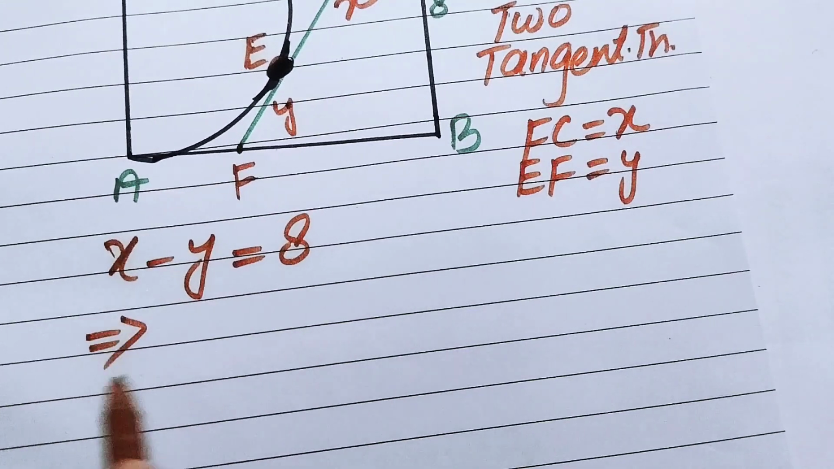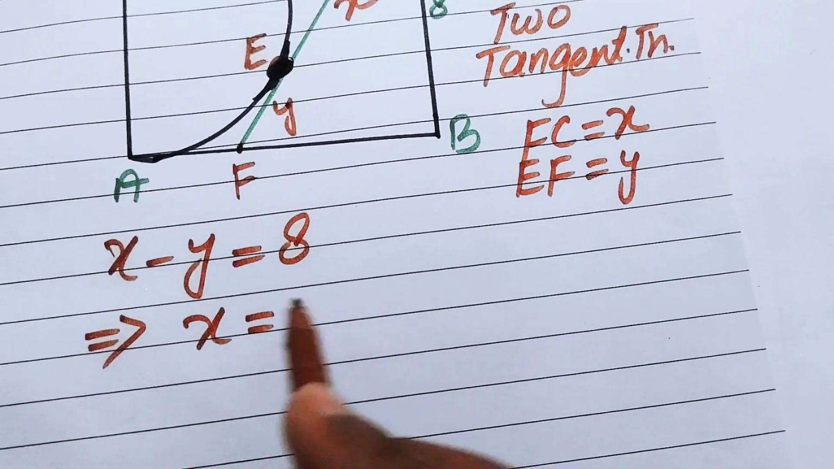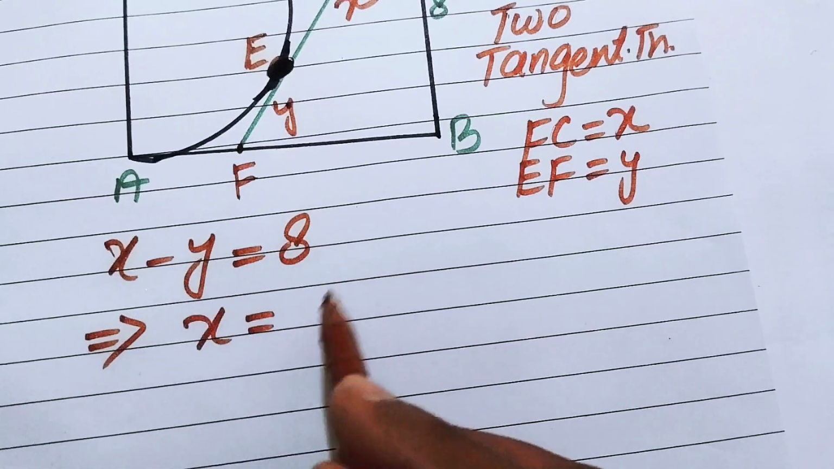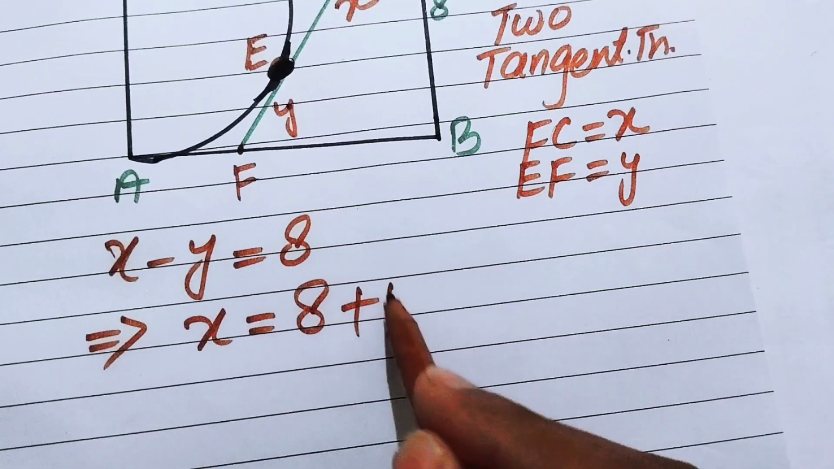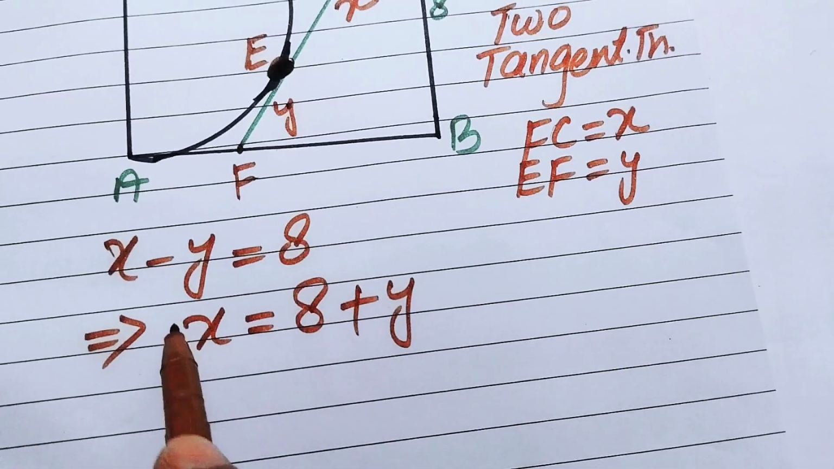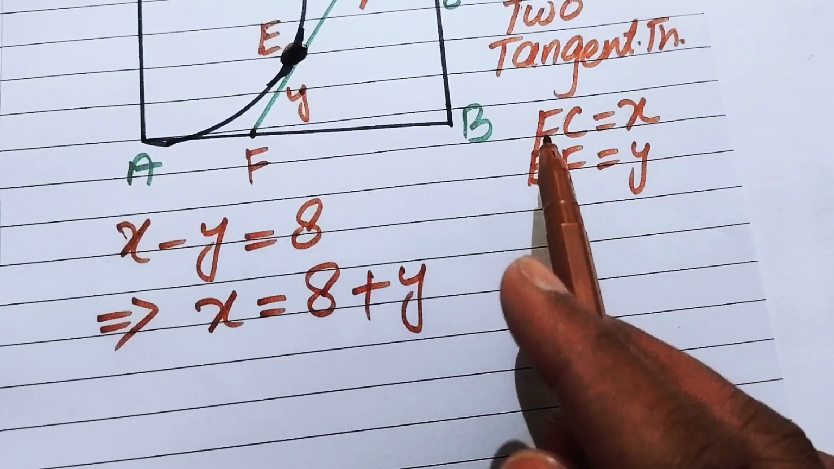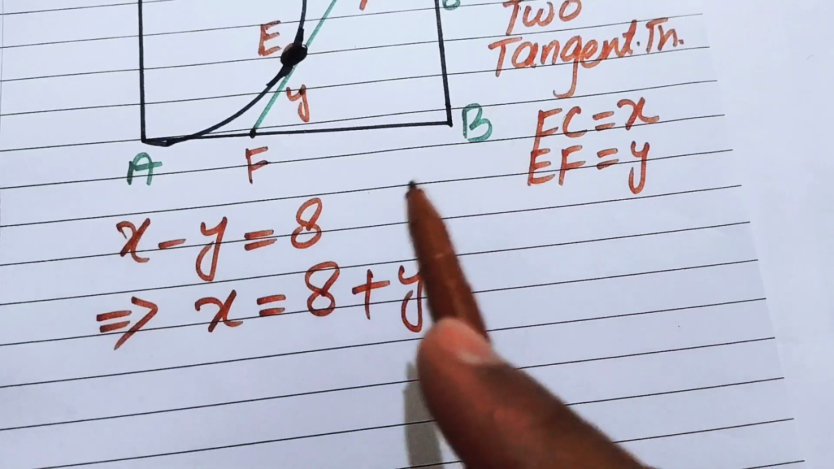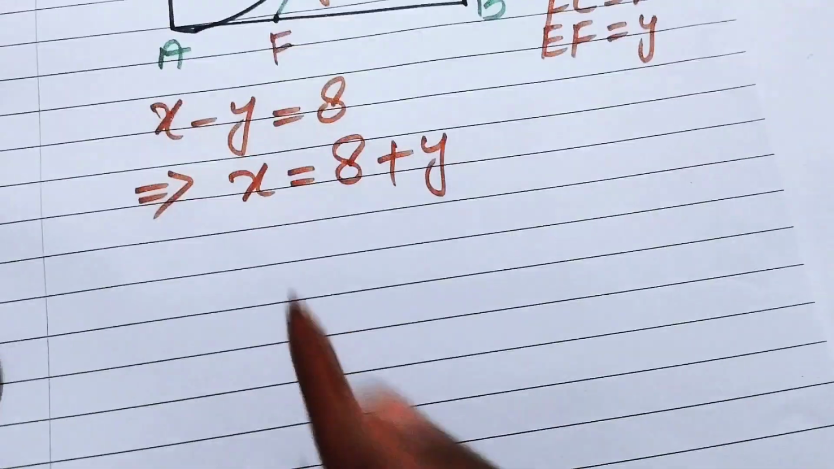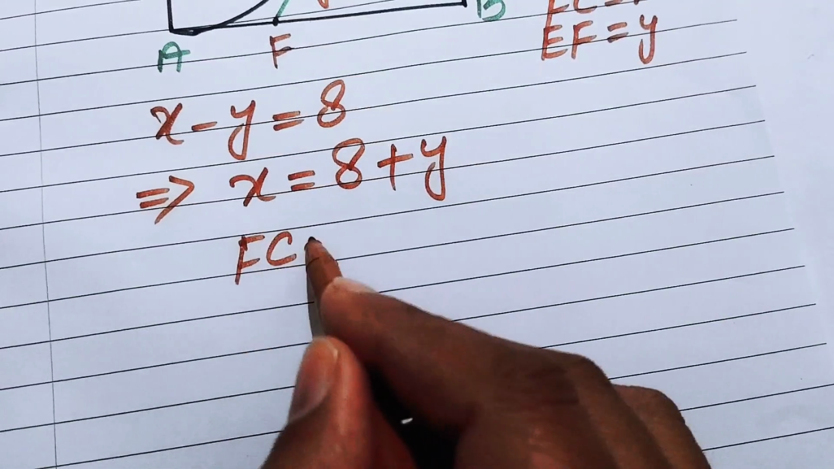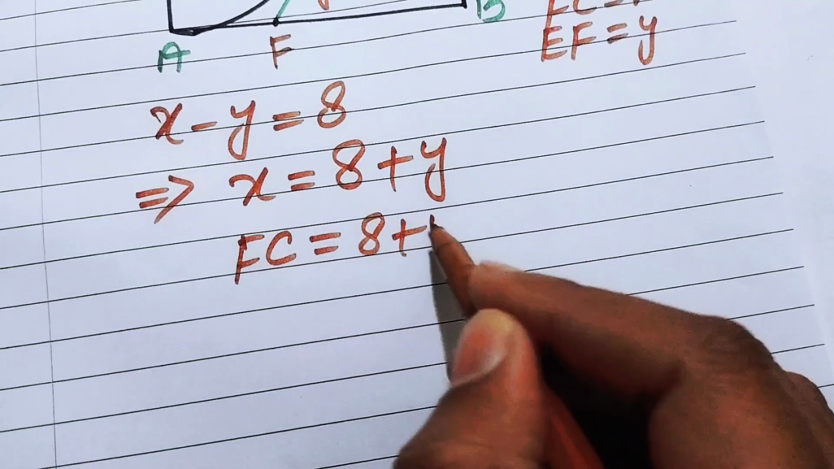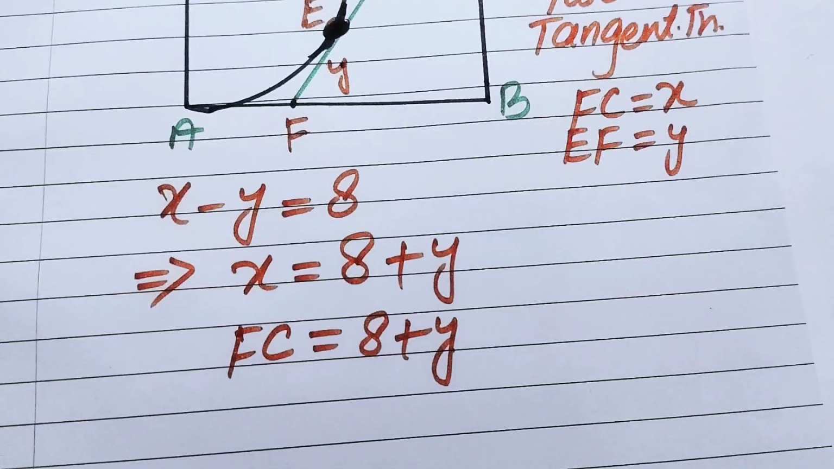So this implies that we find the value of x here, and we move this minus y to the right hand side, and we get x equals 8 plus y. But here we denoted that x equals FC, because x is the total length of this segment FC. So we have FC equals 8 plus y.